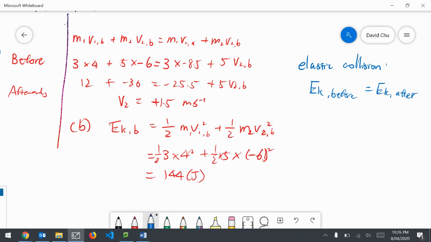Note that we've mentioned once before that kinetic energy is a scalar. So even though I had negative velocity going the other direction, I'm going to end up with a positive energy. So I end up with 144 joules before.